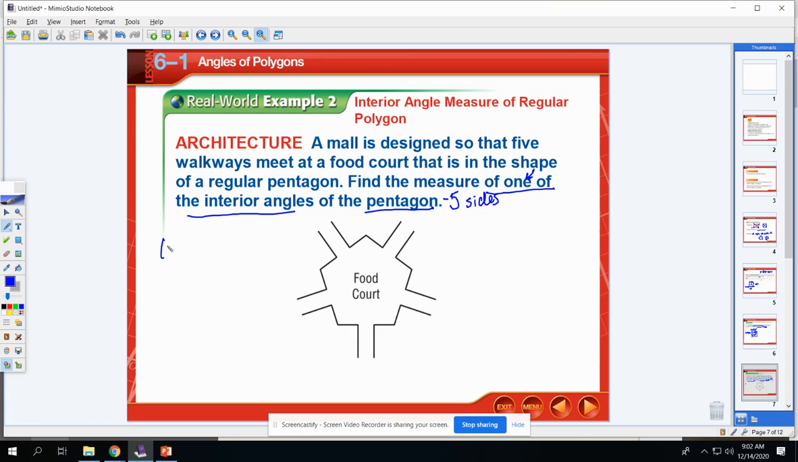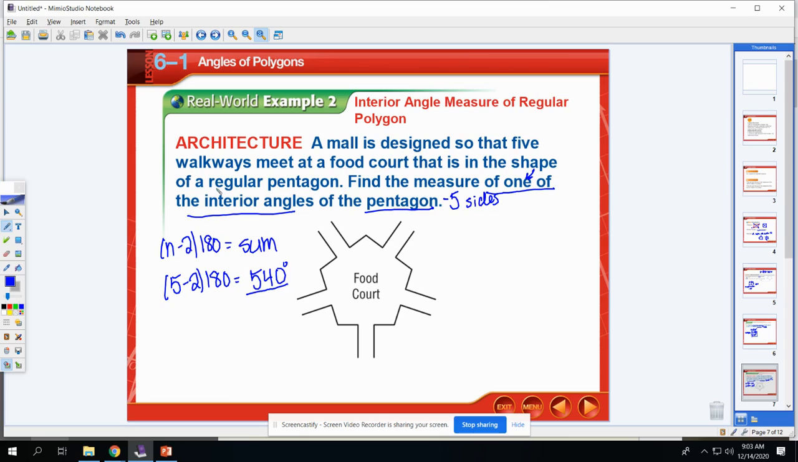So what we're going to do is use our n minus 2 times 180 formula. But after we get this, this is going to give us the sum of the measures. Okay, so let's go ahead and do that. So a pentagon is 5 sides, so n is going to be 5, so 5 minus 2 times 180. Well, 5 minus 2 is 3, and 3 times 180 is 540. So right now we have that all of the angles here added up in a pentagon are 540 degrees.